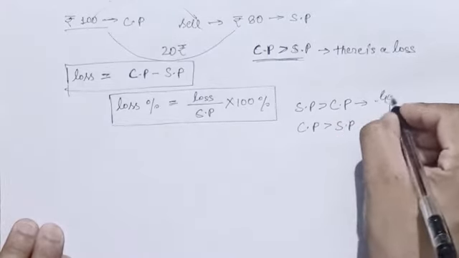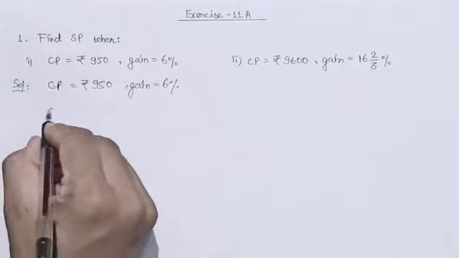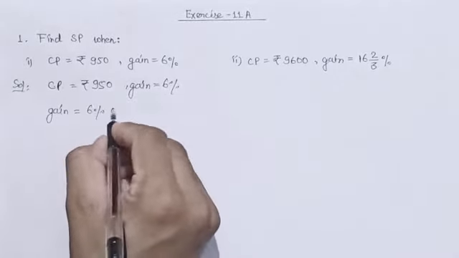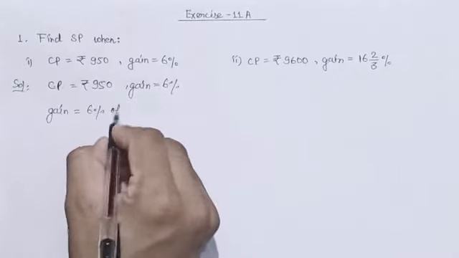So in this part, what is given? CP rupees 950 and there is a gain of 6%. So gain 6% can be calculated as gain is equals to 6% of what? 6% of CP. Now you know 6% can be written as 6 by 100. Of means multiplication and CP is already given 950 rupees. Now let us calculate.